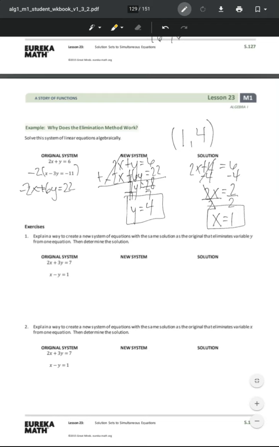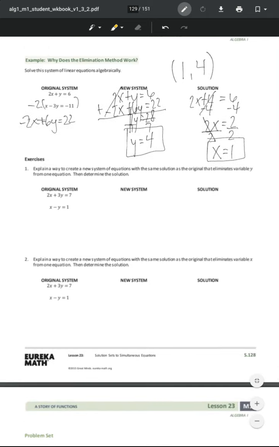Okay, so we're going to do one more together, and then I'm going to have you do number 2 by yourself. So number 1, we're doing the same thing. We need to solve the system to find x and y. So for the second one, the first equation is 2x plus 3y equals 7. And then my second equation is x minus y equals 1.